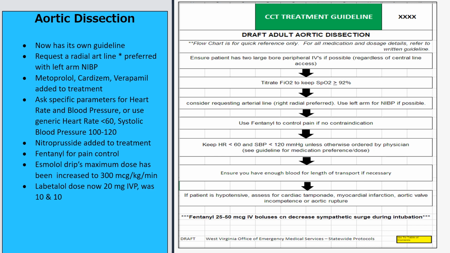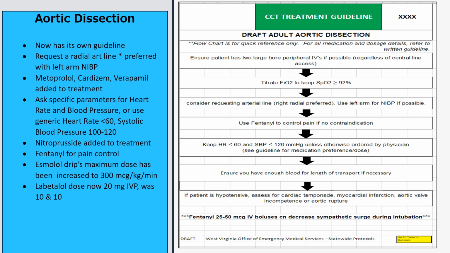Consider requesting an arterial line in the right radial, which is preferred, and use the left arm for non-invasive blood pressures if possible. Use fentanyl to control pain if no contraindications. Keep the heart rate less than 60 and the systolic blood pressure less than 120 unless otherwise ordered by a physician. Ensure you have enough blood for the length of the transport if necessary. And if the patient is hypotensive, assess for cardiac tamponade, myocardial infarction, aortic valve incompetence, or aortic rupture.